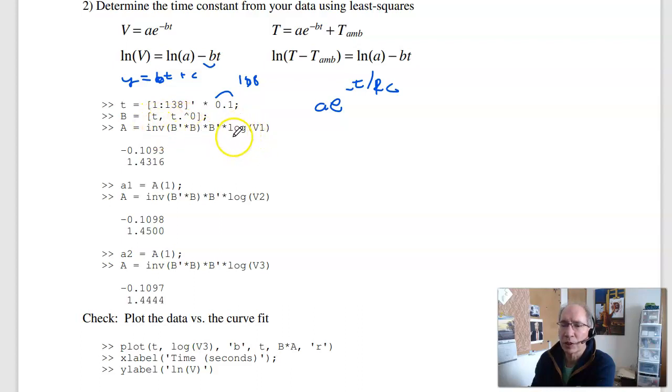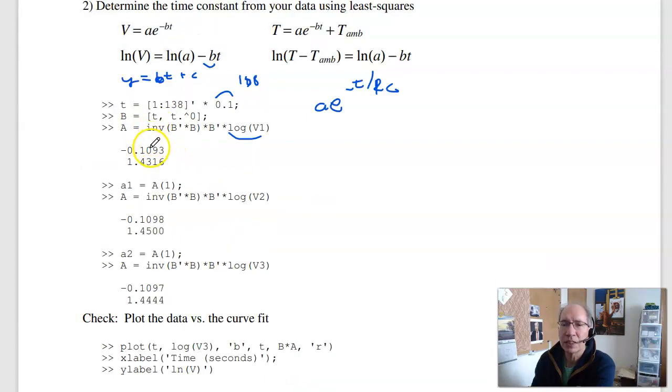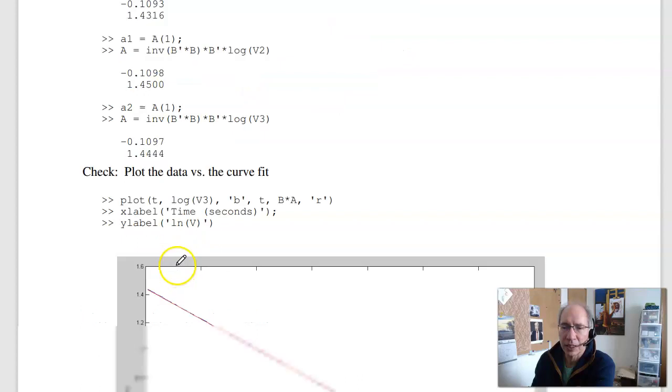I'm going to curve fit the log of the voltage, because that's what's linear in time. And I get 2 numbers. This is the second number times the second basis element, 1. So that's log of A, which I don't care about. This is the slope. That's what I do care about. That's minus B t. So that's the first data set. My constant B is minus 0.1093. Second data set, third data set.